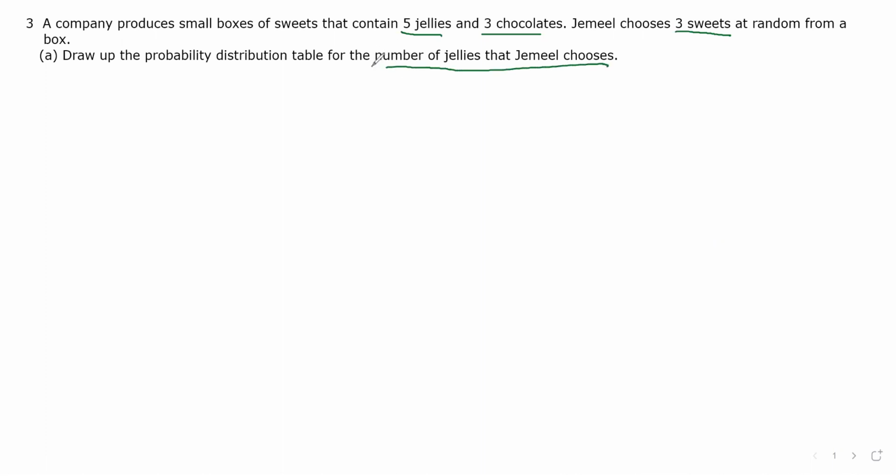So we are going to set the number of jellies that Jamil chooses to be X, which is the random variable that we are interested in. Now he chose 3 sweets at random. The number of jellies that he could have chosen is either 0, 1, 2, or 3. So these are the possible values of X.